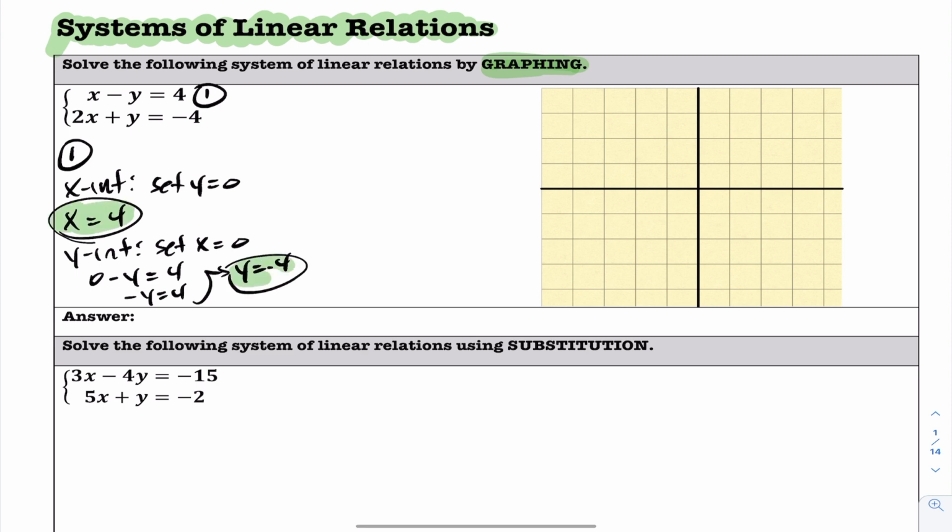So this equation 1, this linear equation, has x-intercept at 4. Let's go ahead and plot that. 1, 2, 3, 4, and a y-intercept at negative 4. 1, 2, 3, 4. Connecting these up, we have our linear relation. And let's label this L1 for our first line.